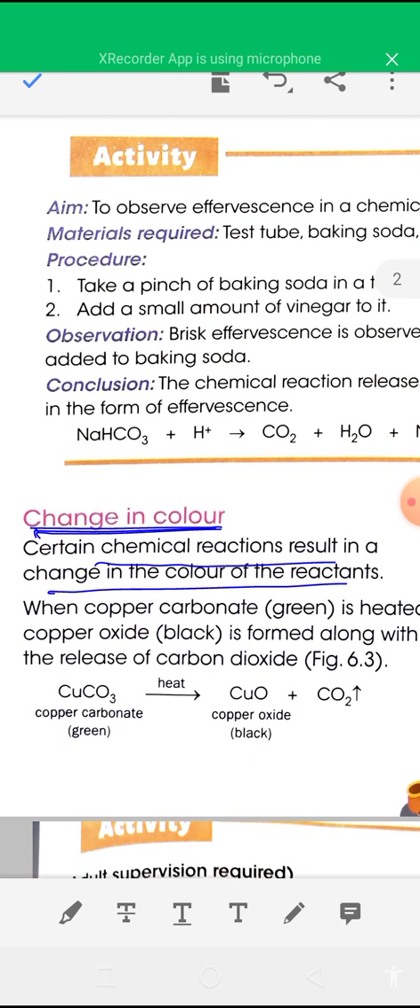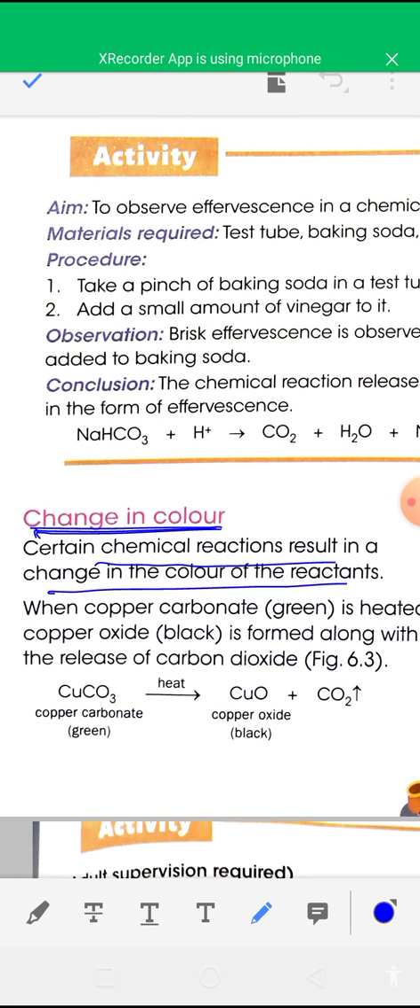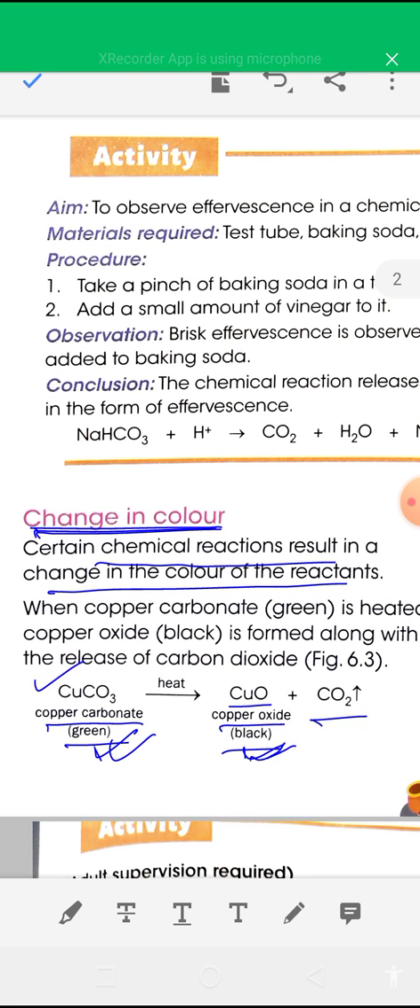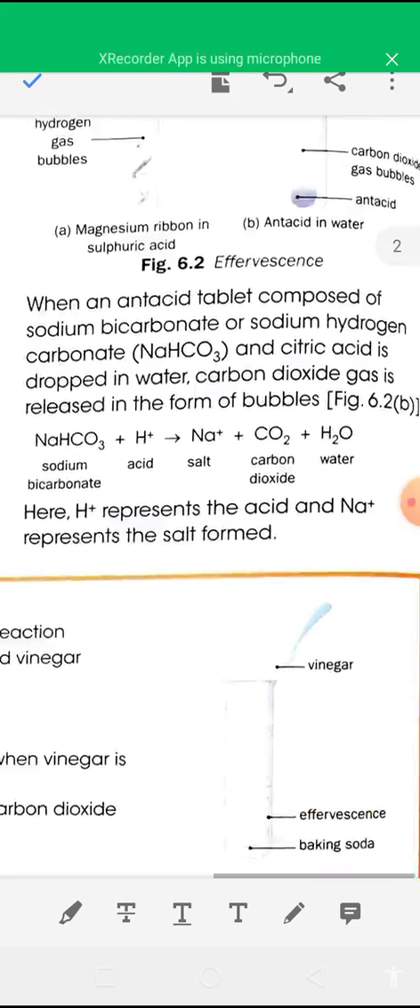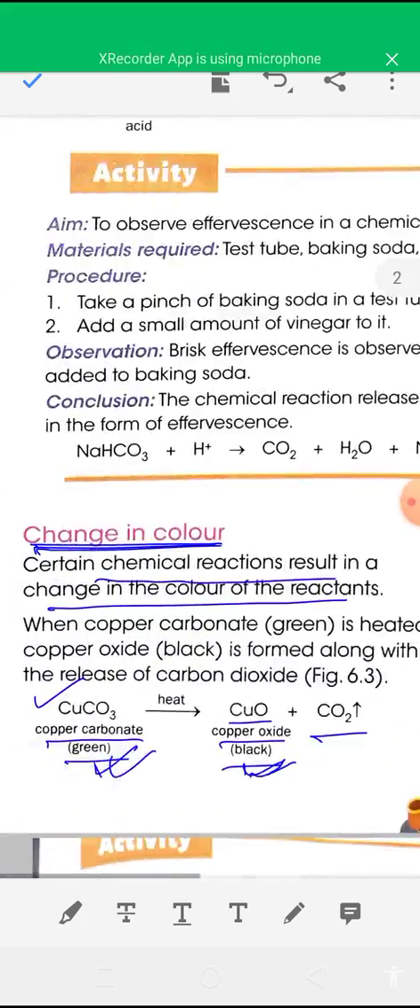For example, when green colored copper carbonate, CuCO3, is heated, you will get black colored copper oxide and carbon dioxide gas. So in this reaction color change takes place. So in certain chemical reactions color change takes place.